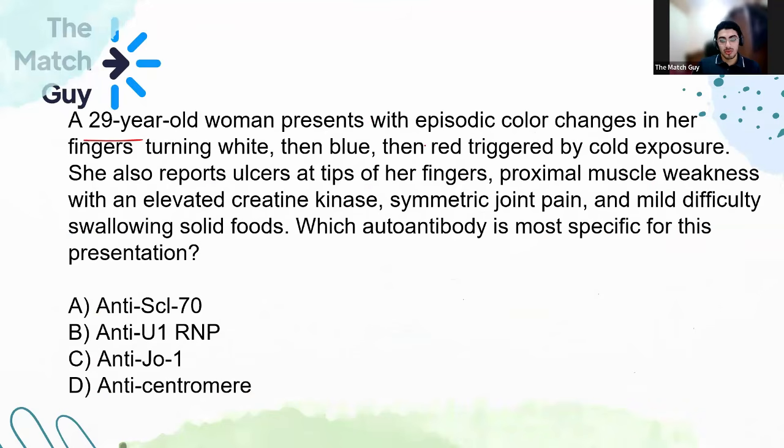We have a 29-year-old woman presenting with episodic color changes in her fingers, turning white, then blue, then red. What do we call this? Raynaud's phenomena. Okay. She also reports ulcers at the tips of her fingers. Also, the patient is having proximal muscle weakness with symmetric joint pain. Which autoantibody is specific for this presentation?